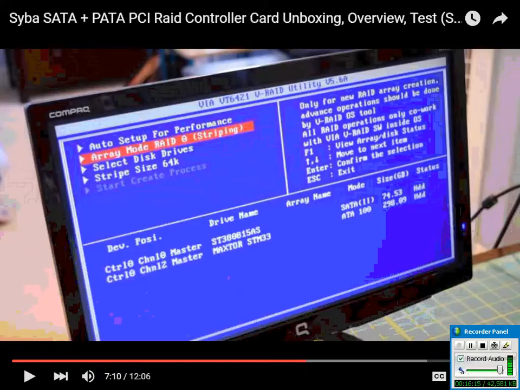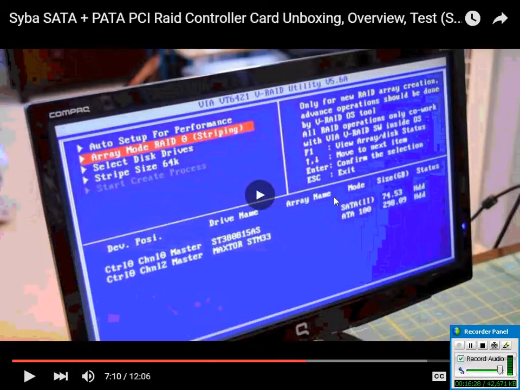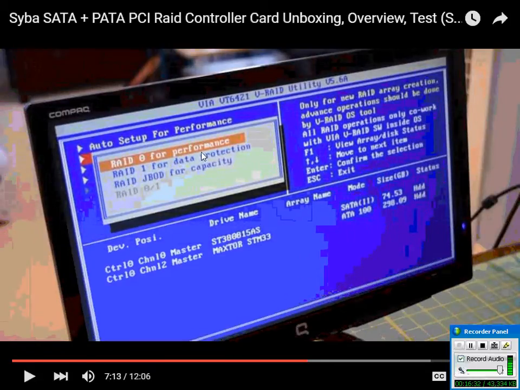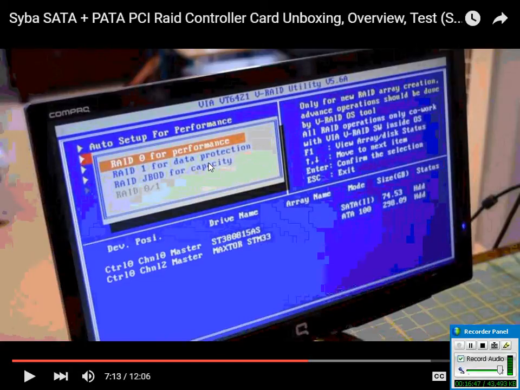It's mostly used by people who love to play online games. They go for RAID 0, striping. See, RAID 0 for performance, RAID 1 for data protection. So what is RAID 1? Nothing, like whatever the amount of data in disk 1 will be copied to the other.